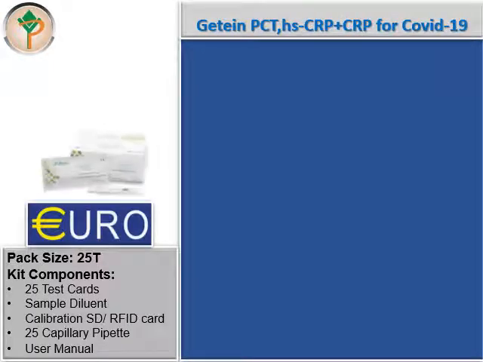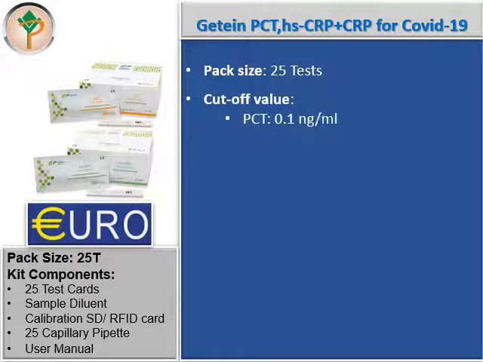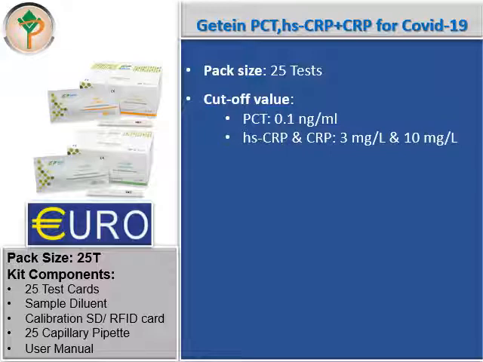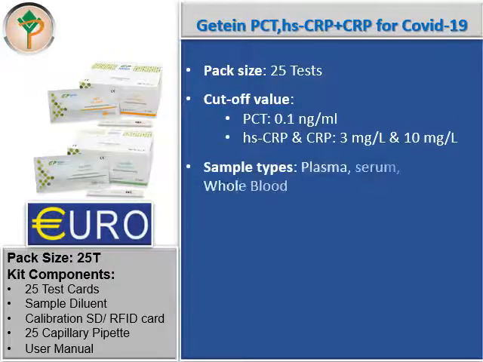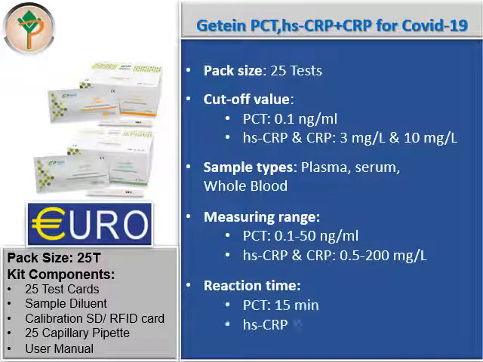Jetin PCT and CRP assays. It offers a pack size of 25 tests with all the required kit components. Both the PCT and CRP have high sensitivity and hence a low cutoff value. Plasma, serum and whole blood can be used as sample. They have a wide measuring range and less reaction time.